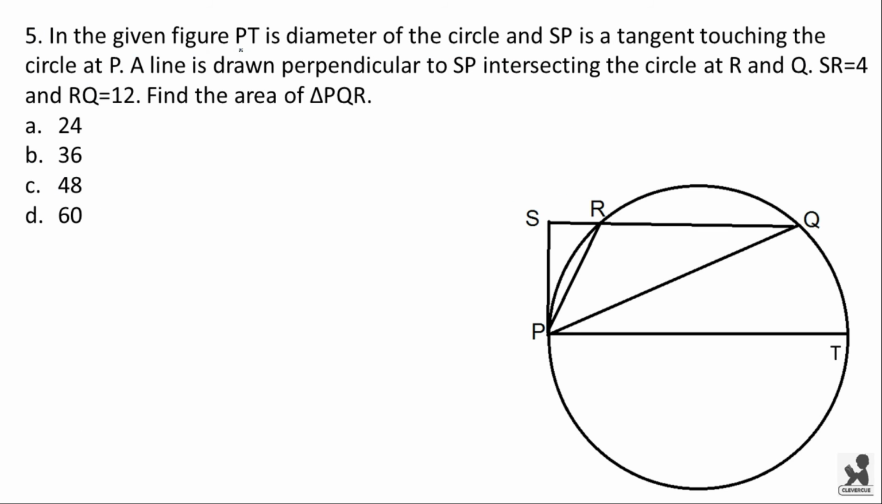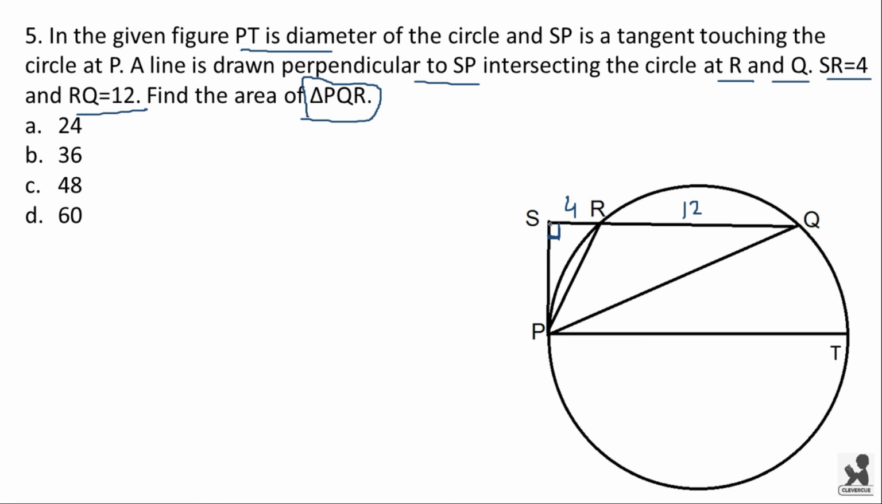In the given figure, PT is the diameter of the circle and SP is a tangent touching the circle at P. A line is drawn perpendicular to SP intersecting the circle at R and Q. SR is equal to 4 and RQ is equal to 12. Find the area of triangle PQR. Now the value of SR is 4 and RQ is 12, and it is given that this angle is 90 degrees because SQ is drawn perpendicular to the tangent SP.